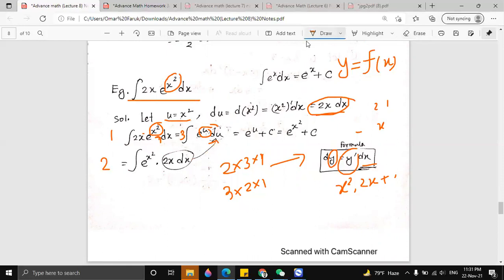So then, sorry. Then next line, integration of du. We already know the formula. So integration of e to the power x will be e to the power x. Integration of e to the power u will be e to the power u from the formula. So now we just substitute u here and we get our answer.